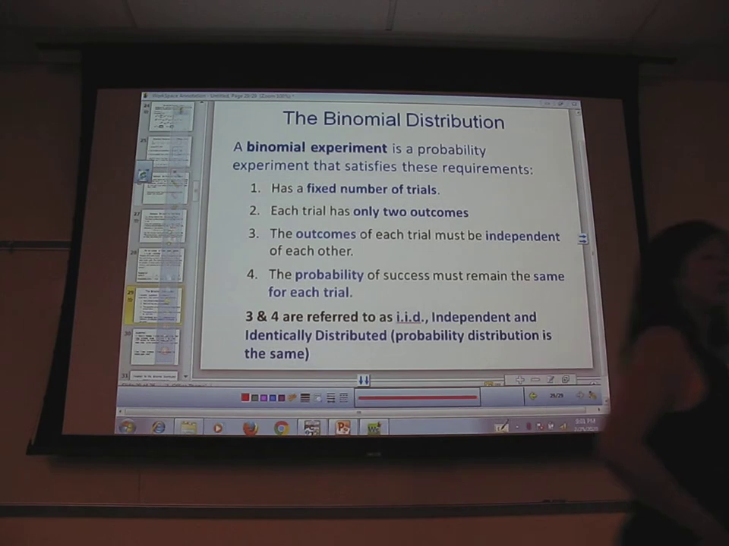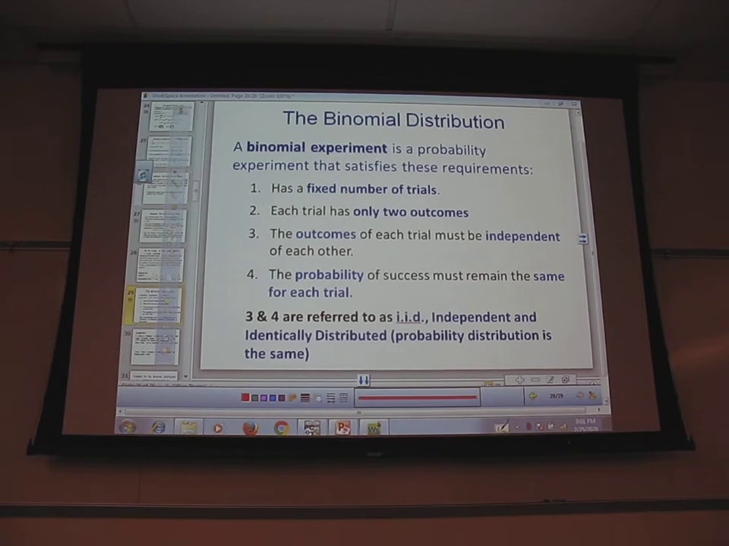I'm going to start with number 2. So this idea is something happens, a trial happens over and over and over again. So, for example, a trial might be flipping a coin. If I flip a coin, does it only have 2 outcomes? Yes, what are they? Heads and tails. So flipping a coin is a valid trial.